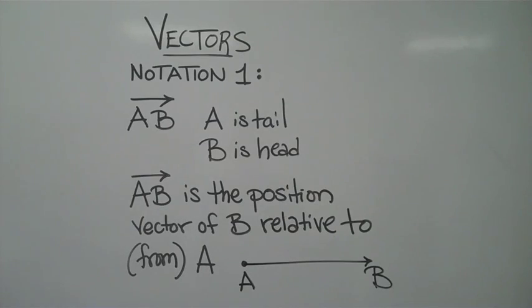The first notation we'll learn for a vector is AB with an arrow over top of it. A is the tail and B is the head. The vector AB is the position vector of B relative to A, or from A. We start at A and we go to B, and we call that vector AB.